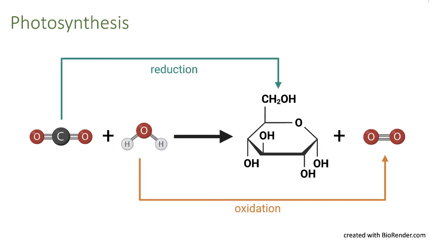We can also think of the overall process of photosynthesis as a redox reaction. Carbon dioxide is reduced. In other words, it gains electrons to become organic molecules. Water, on the other hand, is oxidized during this process into oxygen as electrons are removed. We'll talk more about this a little bit later on.